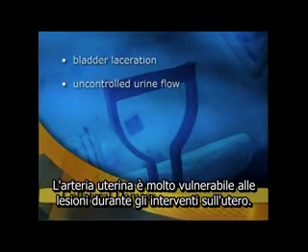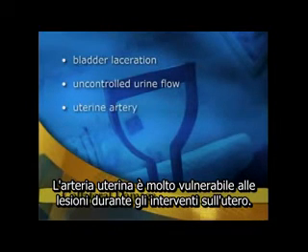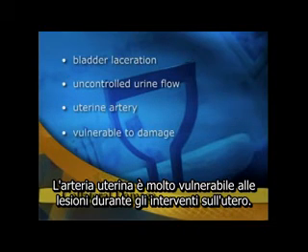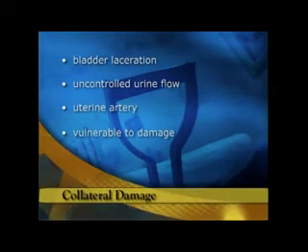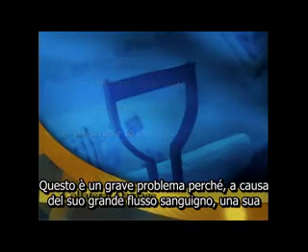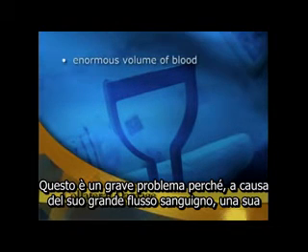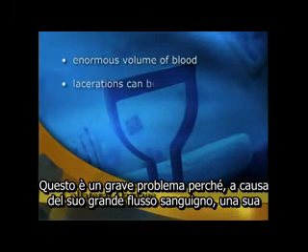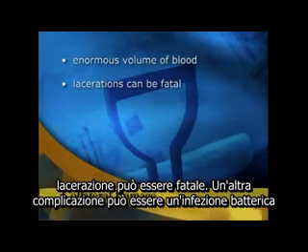Another nearby maternal structure is the uterine artery. This close proximity makes it particularly vulnerable to damage anytime a uterine perforation or cervical injury occurs. This is a critical issue because the uterine artery carries such an enormous volume of blood during pregnancy that lacerations to it can be fatal.